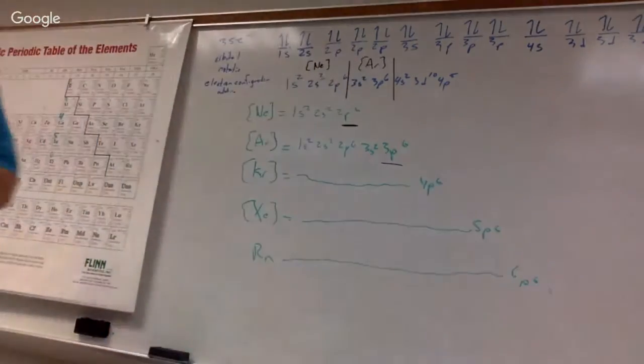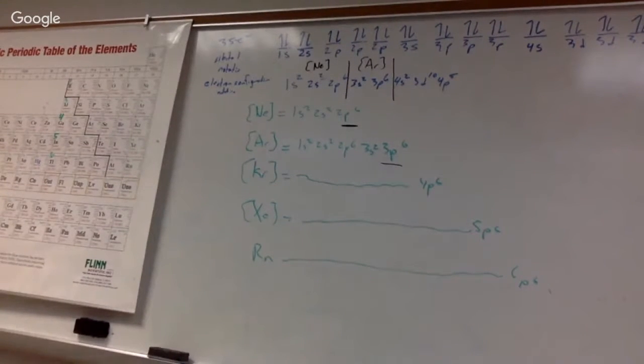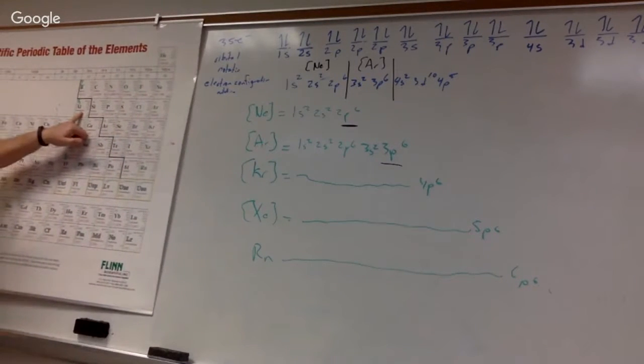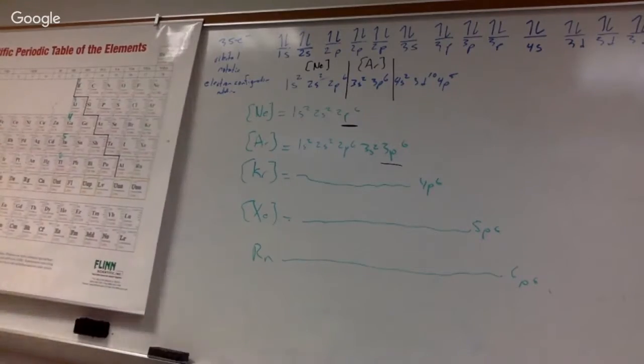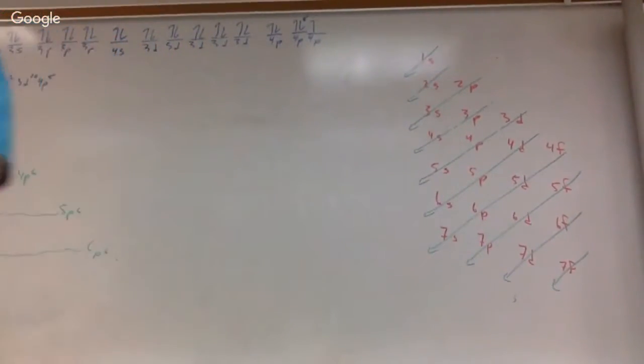Now we have tools that can make our writing of longer configurations much, much easier. Are you with me? Let me give you an example. Let's pretend that I wanted you guys to do the shorthand configuration for aluminum. Now, everyone right now, I want you to put your finger on aluminum on your periodic table. Really, really important.